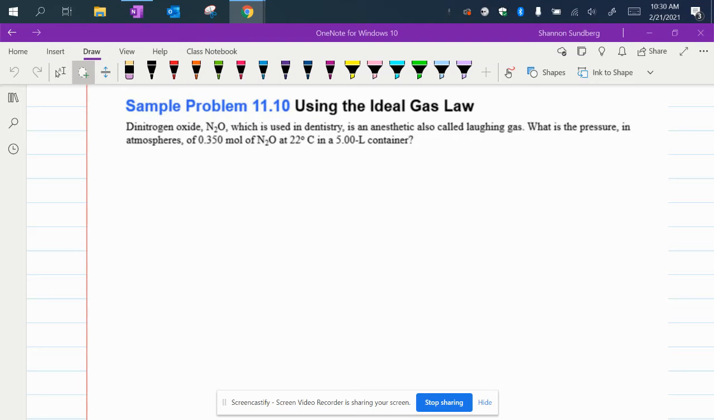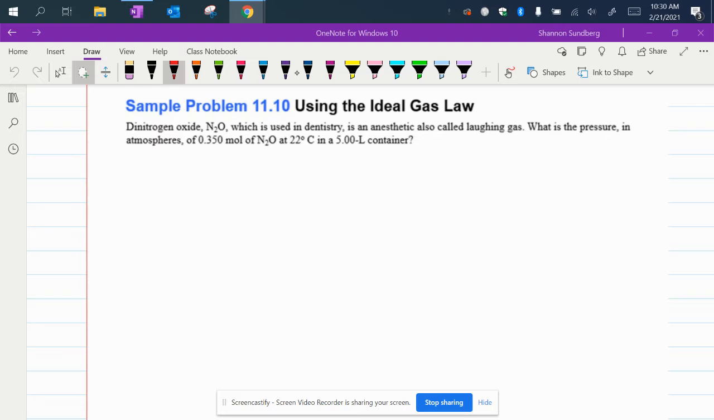We're going to do a quick practice problem using the ideal gas law. Let's see what it says. Dinitrogen oxide, N2O, which is used in dentistry as an anesthetic, is also called laughing gas. What is the pressure in atmospheres of 0.350 moles of N2O at 22 degrees Celsius in a 5-liter container?